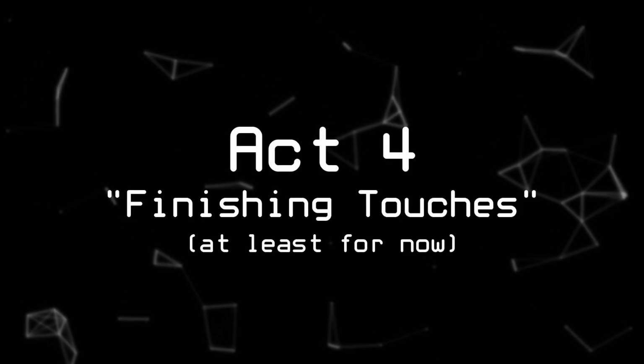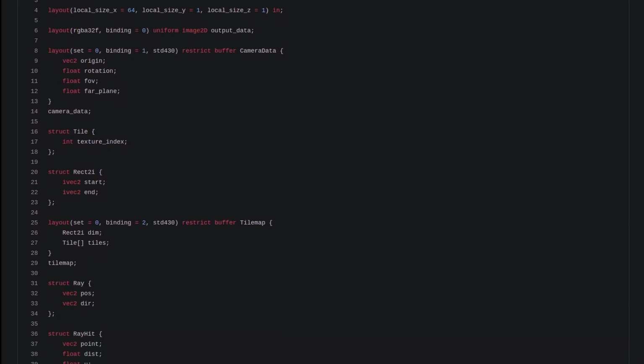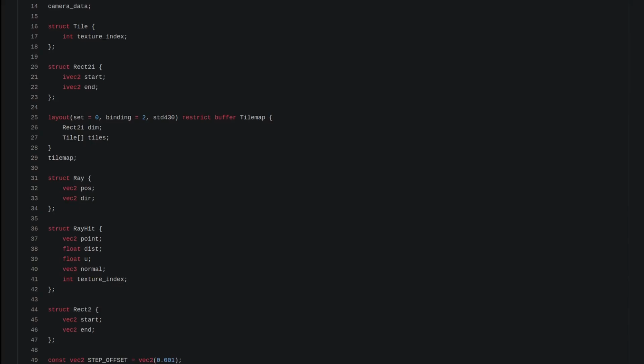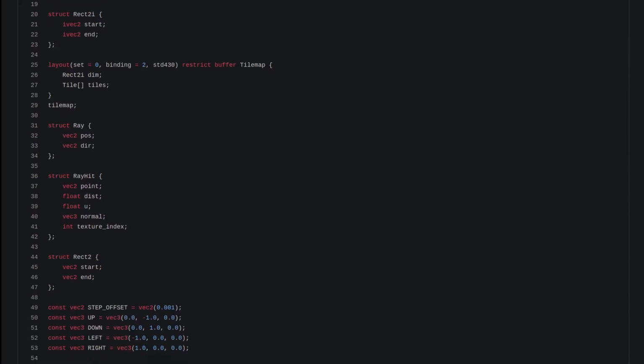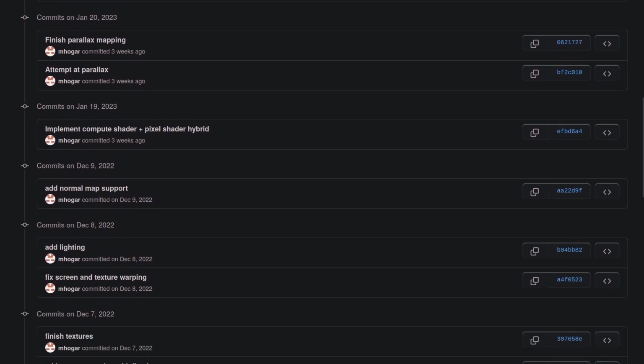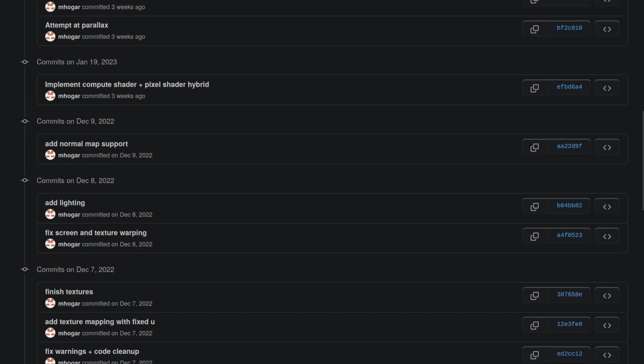Act 4. Finishing touches. At least for now. First on the list of finishing touches is optimizations, most of which just include minimizing the amount of data being passed to the shaders. Not that interesting to mention in detail, although if you're one of those nerds who spends their Friday night sifting through commit histories, I know I do, all the changes made can be viewed there.